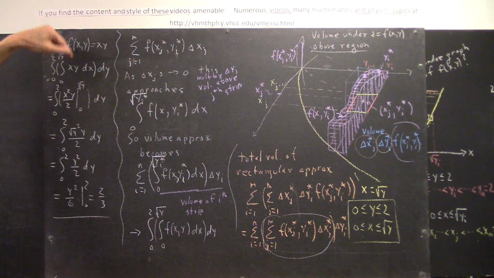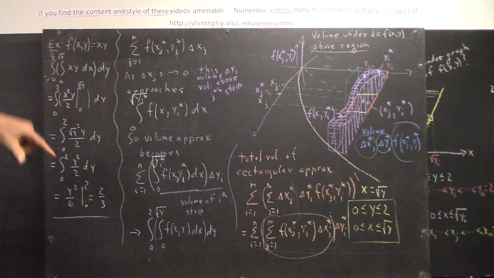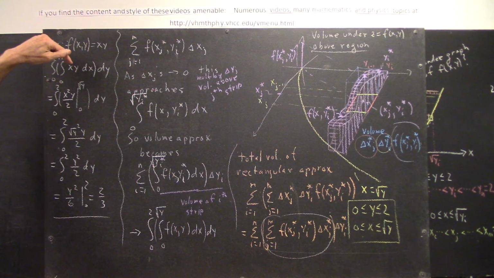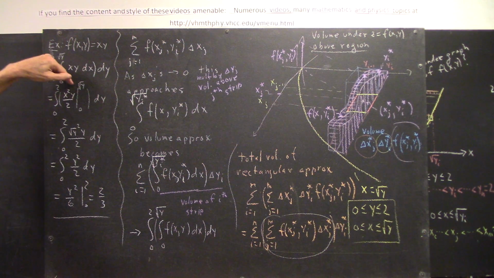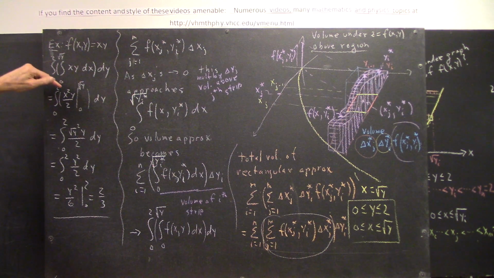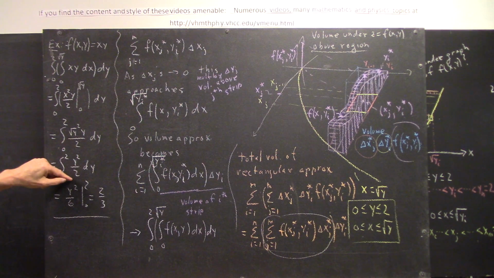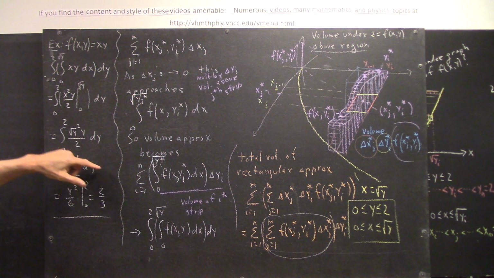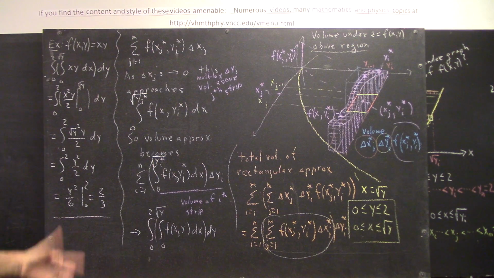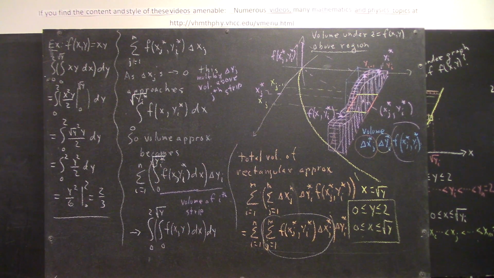So, replacing f of x, y with xy, we perform the integral. Okay, treating y as a constant, we integrate with respect to x. We get x squared y over 2, evaluated between 0 and the square root of y. Well, plugging in square root of y for x, we get the square root of y squared, and of course plugging in 0, we get 0, so we don't bother writing it. And this just becomes y squared over 2, and now we integrate y squared over 2 from 0 to 2, and we get 2/3, and that's going to be the area of the region.